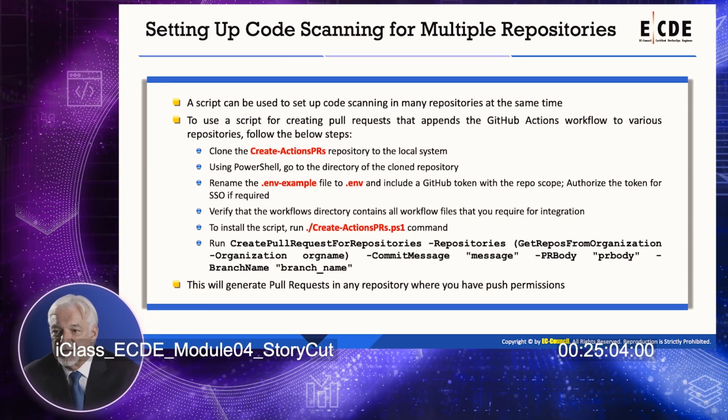This is where you basically check to see if you got the whole list of things that you want to look at as far as the repositories. To install the script, you run the create actions prs.ps1 command. I'll let you read through this instead of reading it back to you as far as the command, but basically you create pull requests for repositories. This will generate pull requests in any repository where you have push permissions. In other words, you have to have update access to those repositories in order for you to be able to pull from them and do this multiple repository scan.